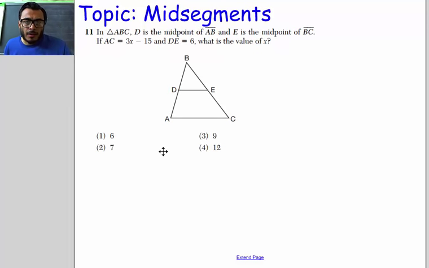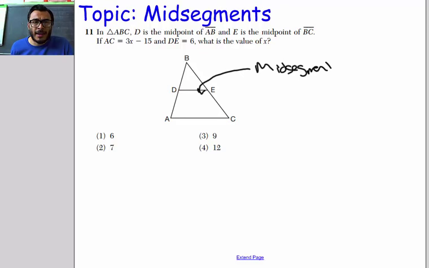Number 11, in triangle ABC, D is the midpoint of AB and E is the midpoint of BC. So just off of that, I know that I'm dealing with a midsegment here. All right, and it says AC is 3x minus 15, so this is 3x minus 15. And it says DE is 6. What is the value of x?